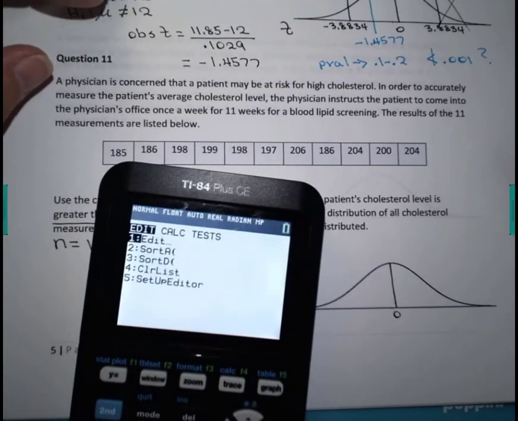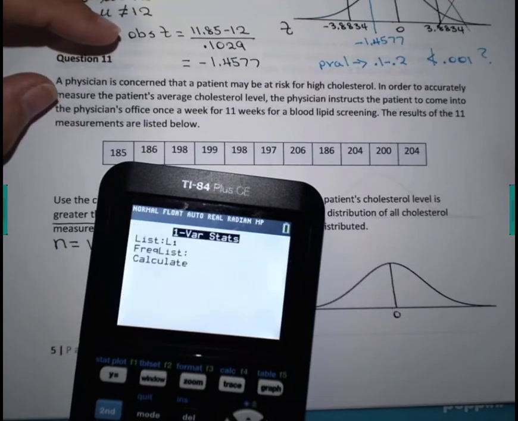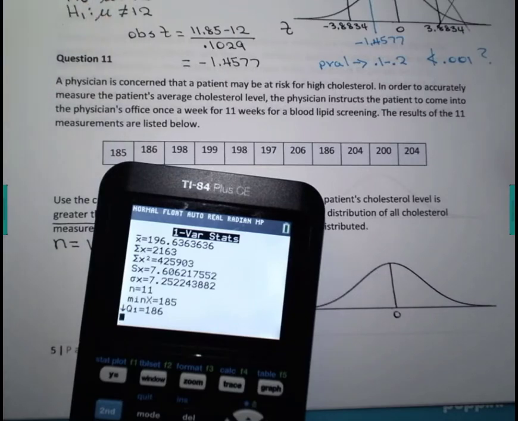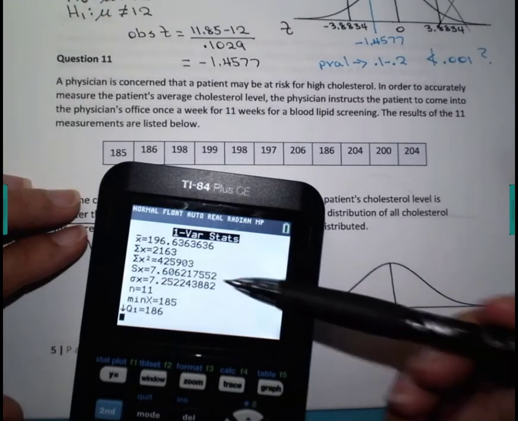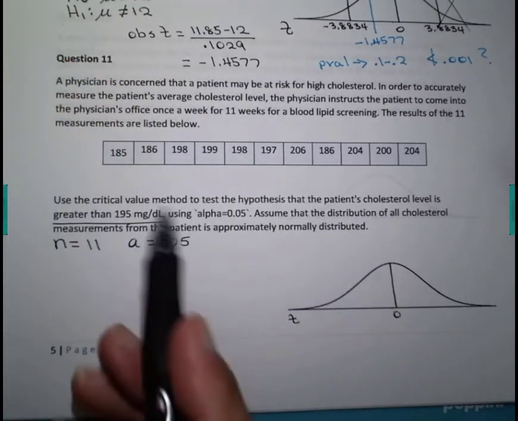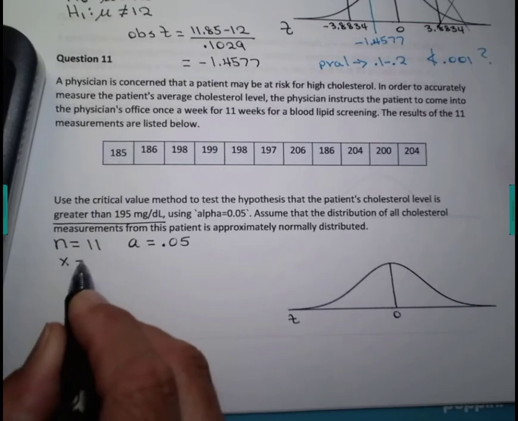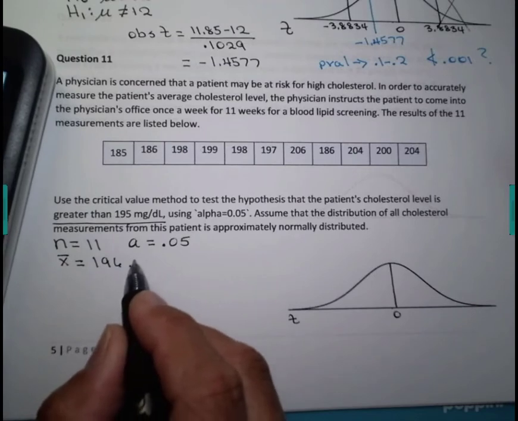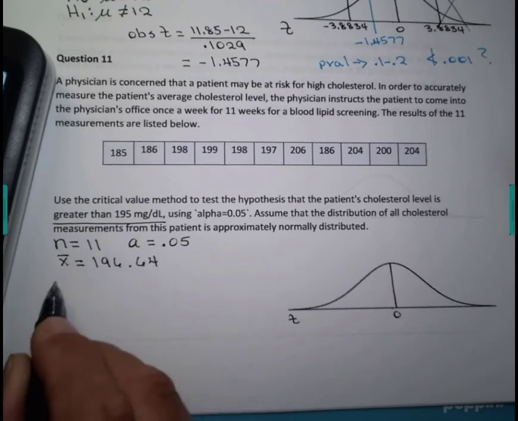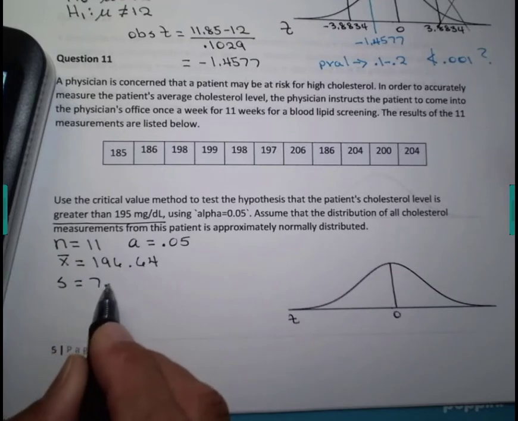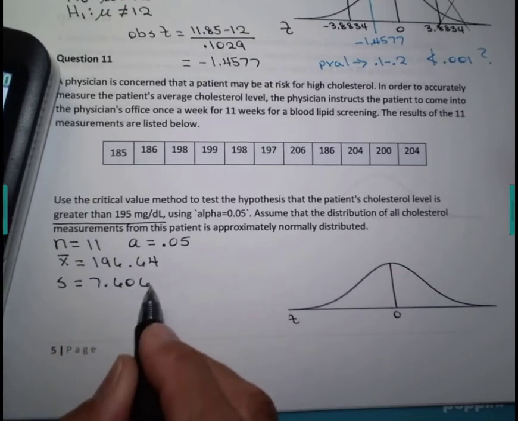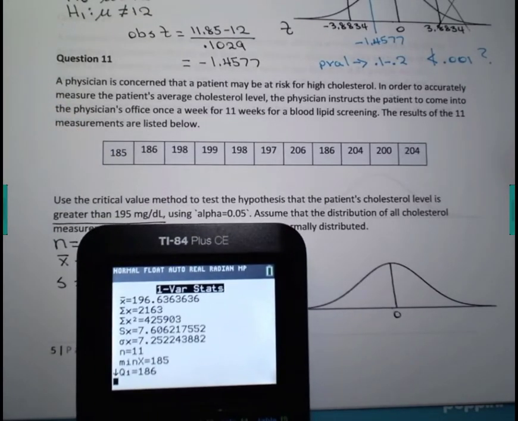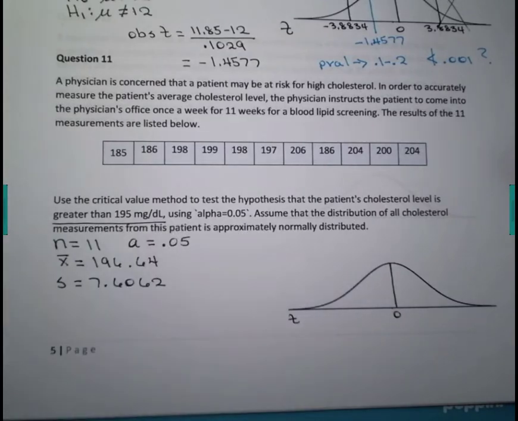And now I can go ahead and do stat, calc, one variable statistics. List one, there's no frequency list. And there it gives me my sample mean and my sample standard deviation. Note, you only want to use the sample standard deviation. So I need those two things. I'll say the sample mean came out to be, let's see, 196, and I'll go to 2 decimal places, I would round it to 64. And the sample standard deviation came out to be 7.6062. And that's what it gave me rounded to 4 decimal places, okay? Now, it told me I had an N of 11, which I already knew.